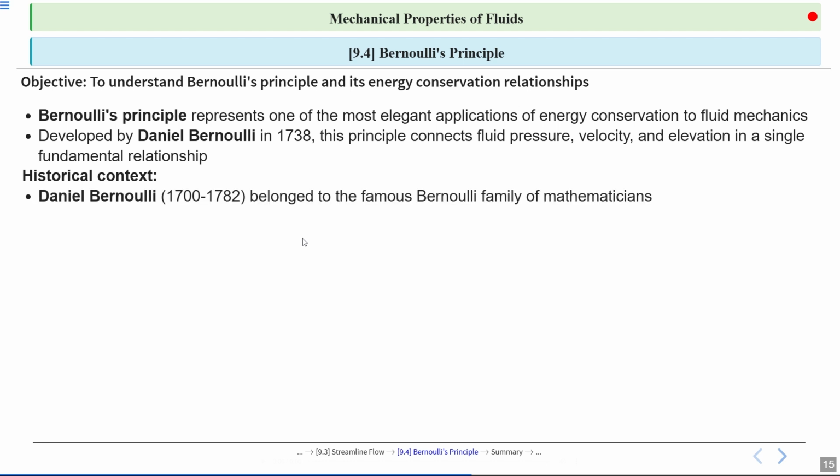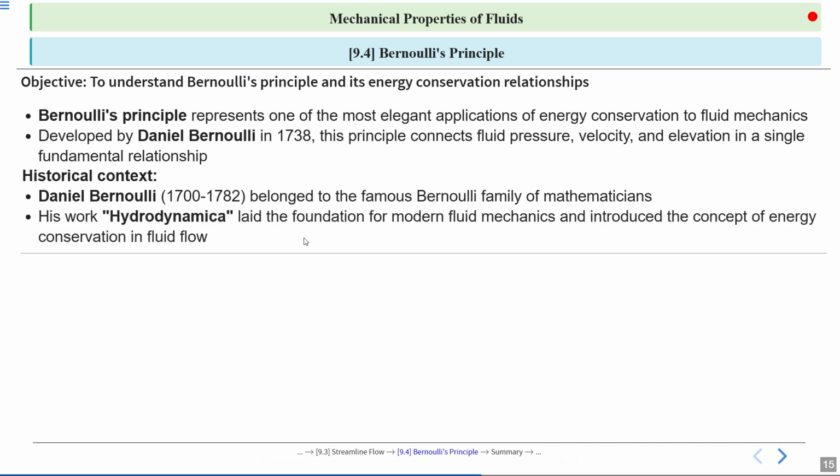So, Daniel Bernoulli was part of a famous family of mathematicians. He lived from 1700 to 1782 and made major contributions to mathematics and physics. His family legacy includes several important discoveries, but Daniel's work on fluids is specifically significant for us today.